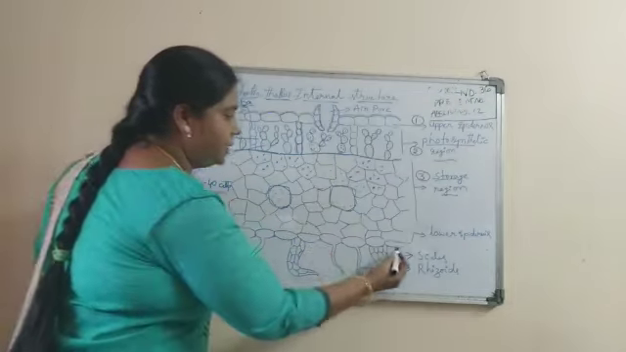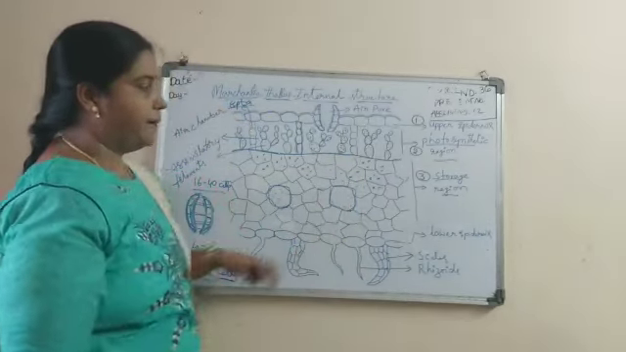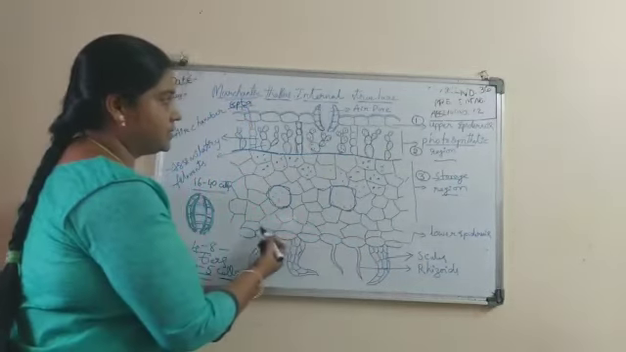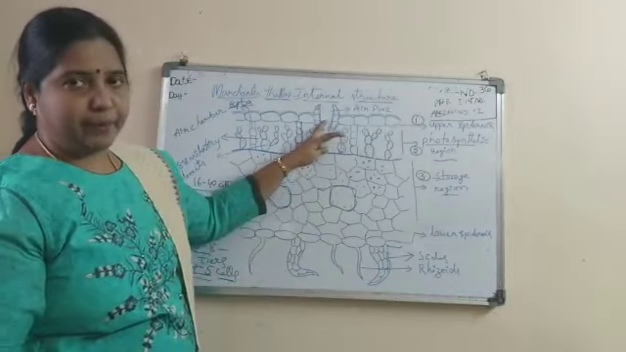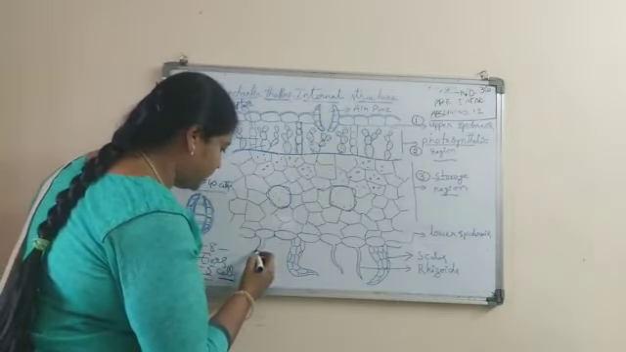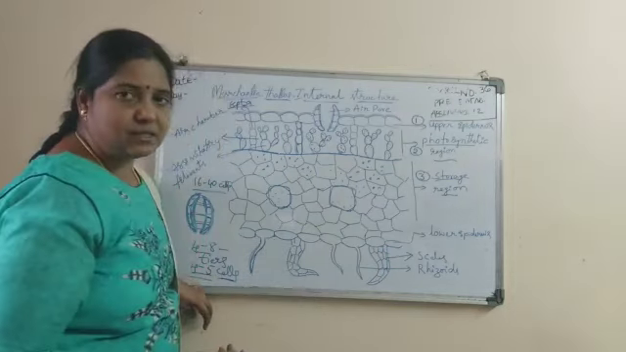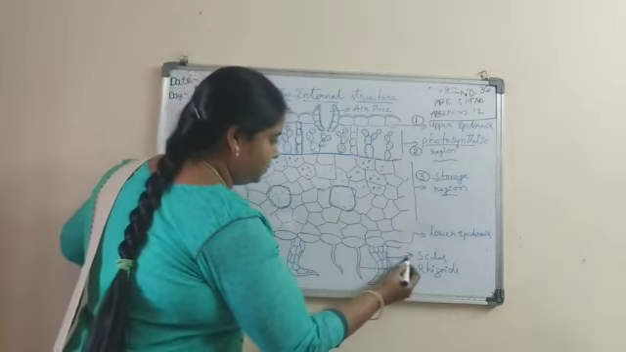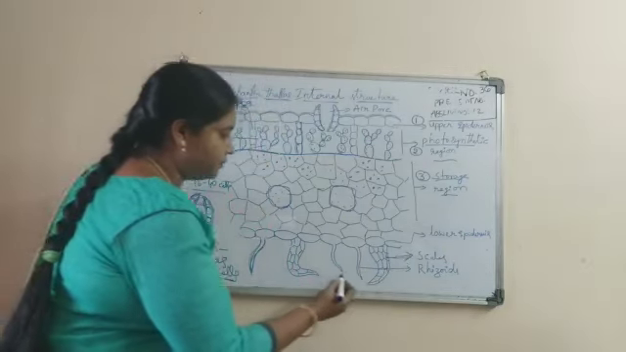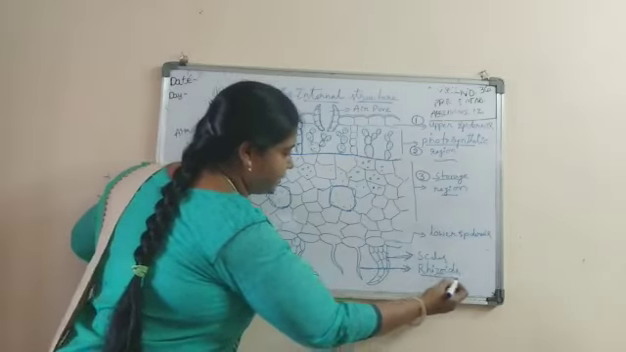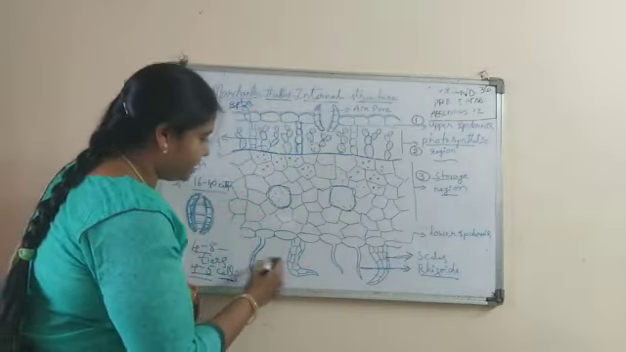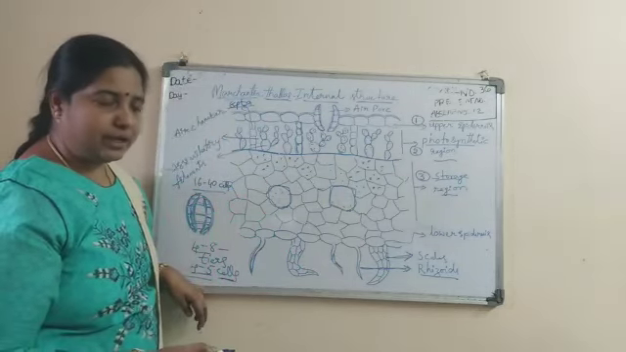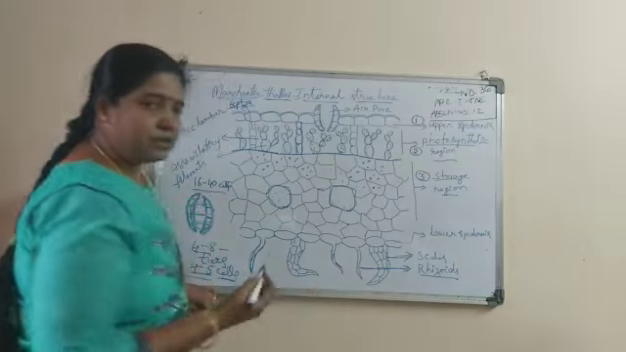Coming to the lower epidermis: the epidermis is divided into upper epidermis and lower epidermis. The lower epidermis is a continuous layer which does not have any air pores, but it produces rhizoids and scales on the lower side. The rhizoids are of two types. Here we can observe two types of rhizoids: smooth walled rhizoids and tuberculate or pegged rhizoids.